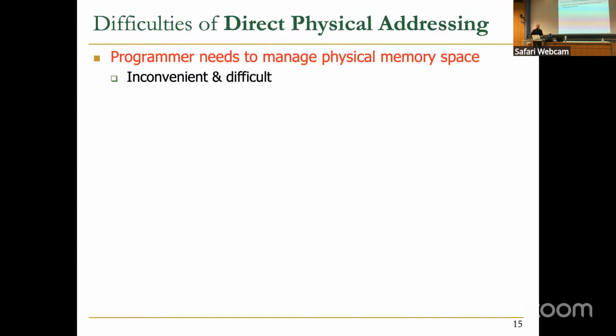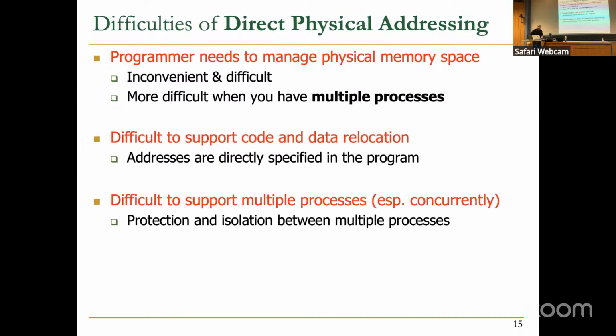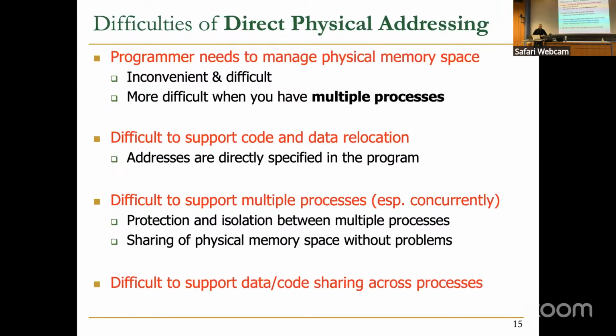So these are the difficulties of direct physical addressing. The programmer needs to manage physical memory space. It's difficult to support code and data relocation. It's difficult to support multiple processes and isolation. And it's difficult to support data and code sharing across processes.